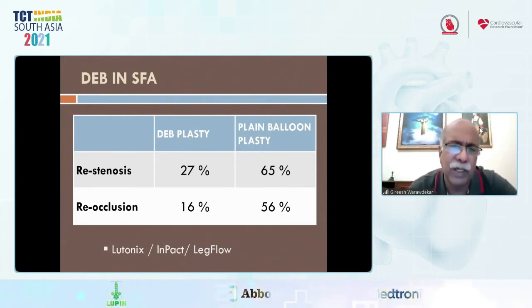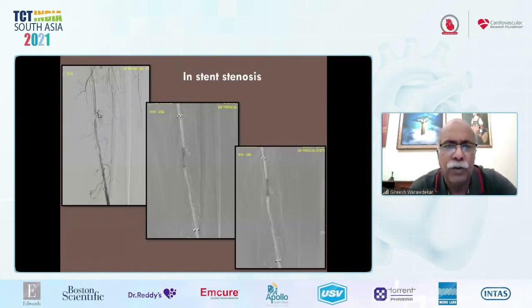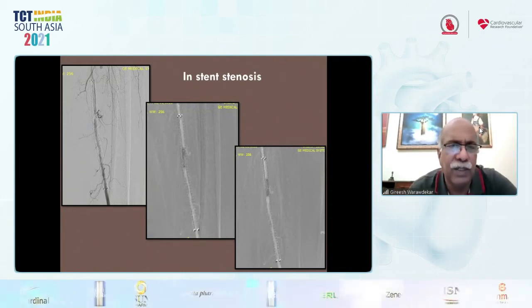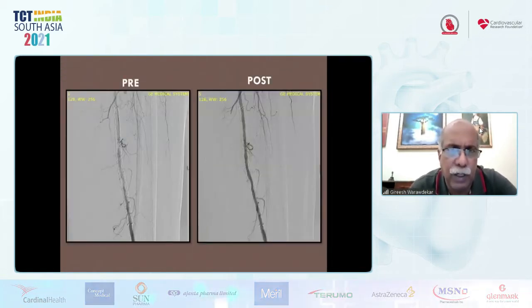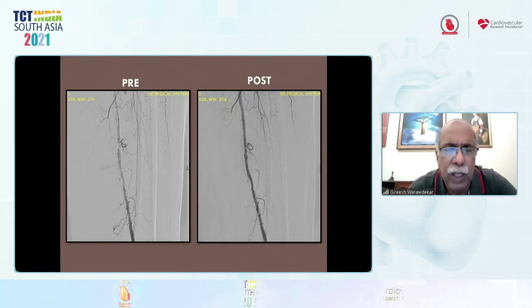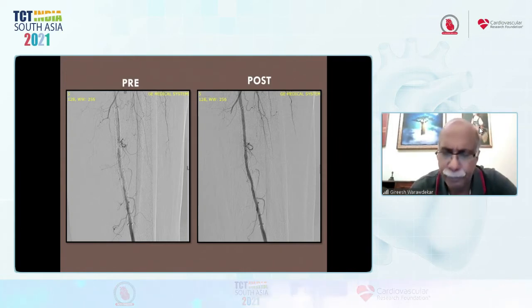There are studies which show that restenosis is less when you use a drug-eluting balloon compared to a simple balloon, 27% compared to 65%. These are a few examples of them. Here you are seeing an in-stent stenosis, and we use a drug-eluting balloon to obliterate the stenosis, as well as give the drug to prevent restenosis from occurring.